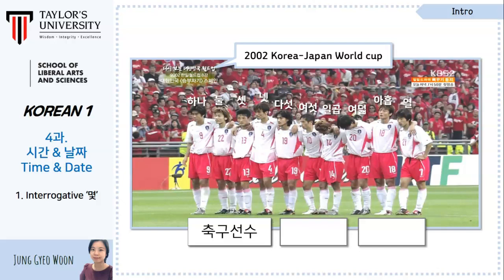When we phrase using the number and counter, the word order is important. We need to mention the noun 축구 선수 first, and it is followed by the number 10 here, 열. And the last word in the phrase must be the unit noun 명 for people. 축구 선수 10명. One more time. 축구 선수 10명. Now we are using interrogative 몇 to ask how many. So the question will be 몇 명이에요?